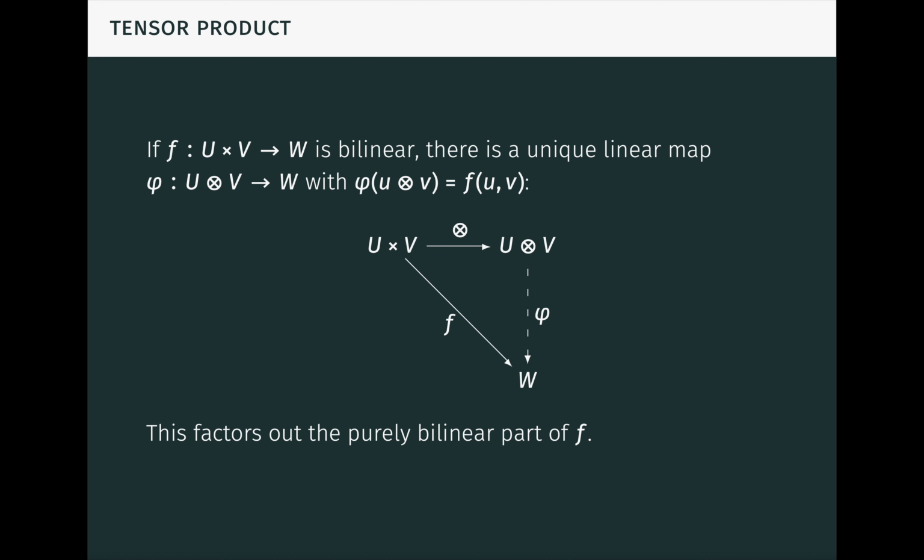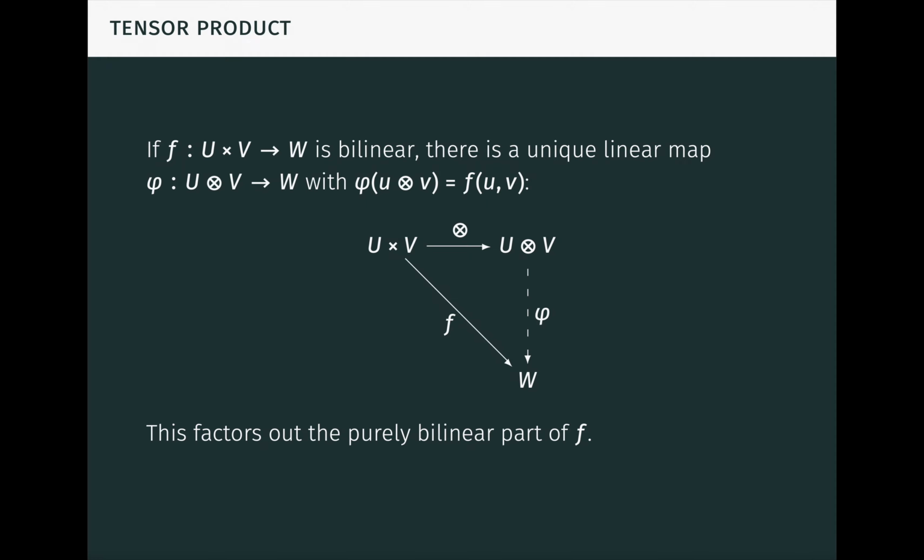Notice that the universal property allows us to factor out the purely bilinear part of f into the tensor product. The tensor product is bilinear and nothing more, and everything else that f does is carried out by the linear map phi. Another way to think about this is that the tensor product allows us to reduce a bilinear map to a linear map, or to exchange a bilinear map for a linear map.